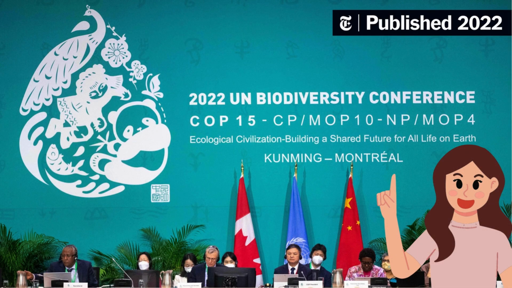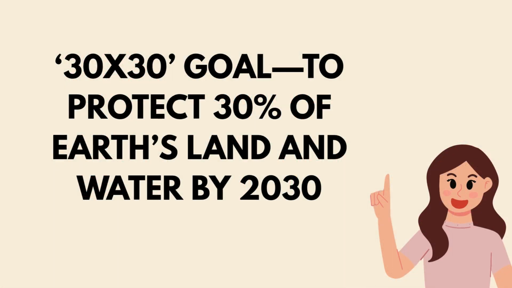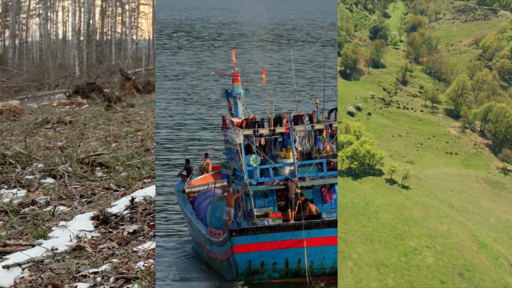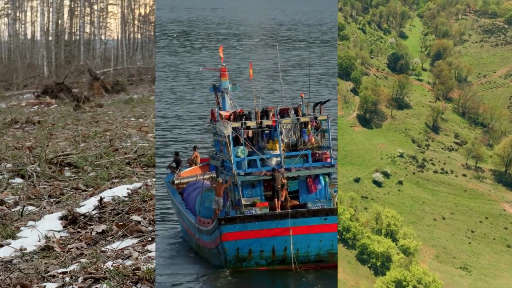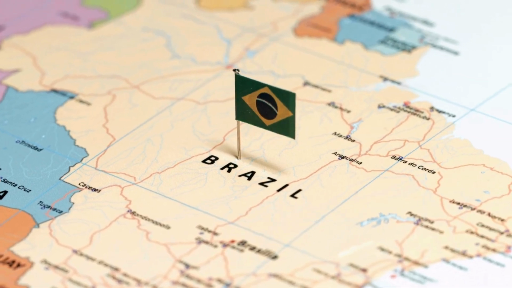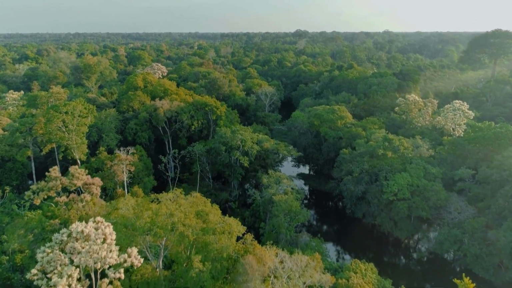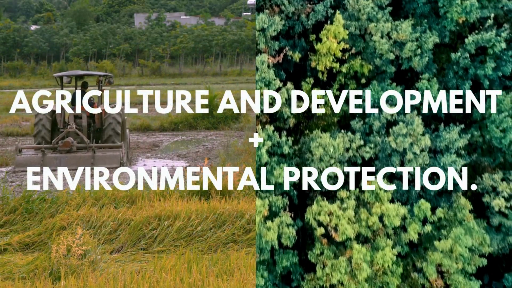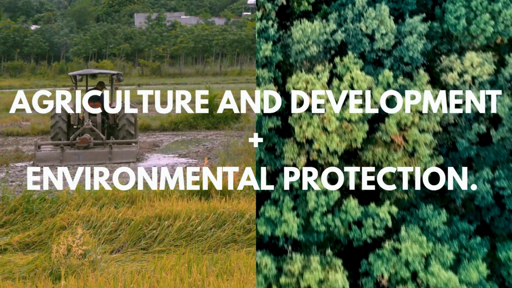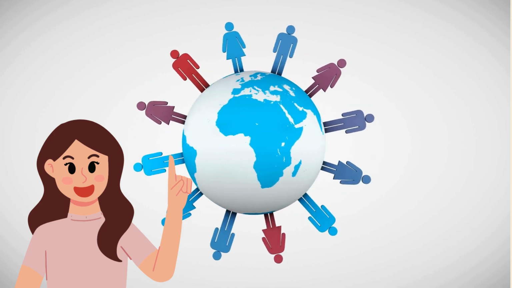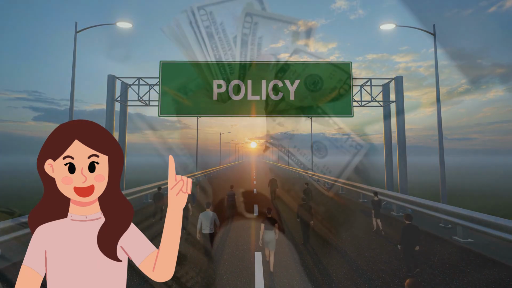One major step forward was the COP15 agreement in 2022. It introduced the 30 by 30 goal to protect 30% of Earth's land and water by 2030. This includes restoring degraded forests, ending harmful subsidies, and boosting conservation funding. Now back to Brazil. With 1/3 of the world's tropical forests, what Brazil does matters to everyone. Brazil must find a way to balance agriculture and development with environmental protection. But it can't do it alone. It needs global cooperation, policy support, and funding.